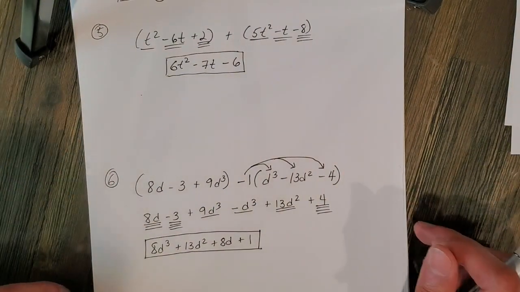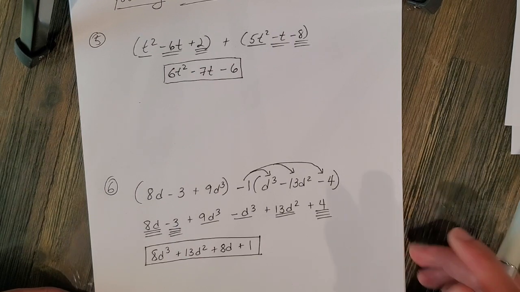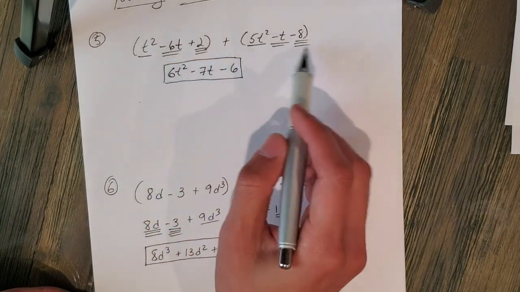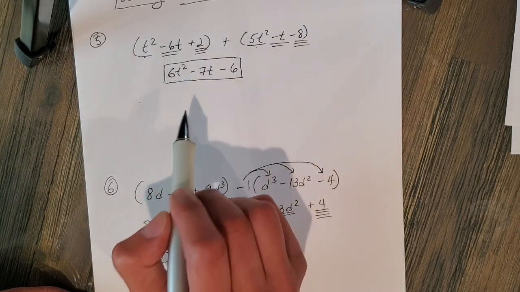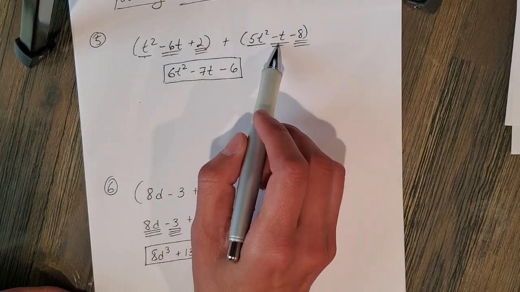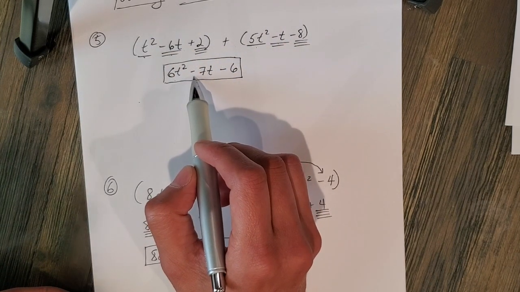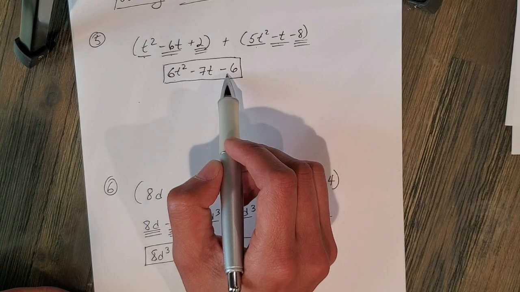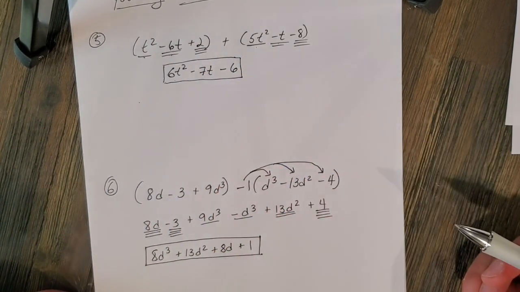And here are the solutions. Okay? So notice here, what I did here is I simply combined like terms. I underlined the t squares once, I added them. I underlined the t terms, the negative 6t and the negative t. Notice how they were both negative, so I added them. And then I have 2 and negative 8, that makes negative 6. That one was quick.